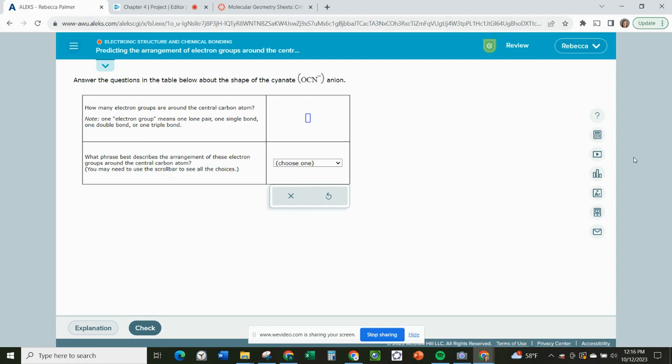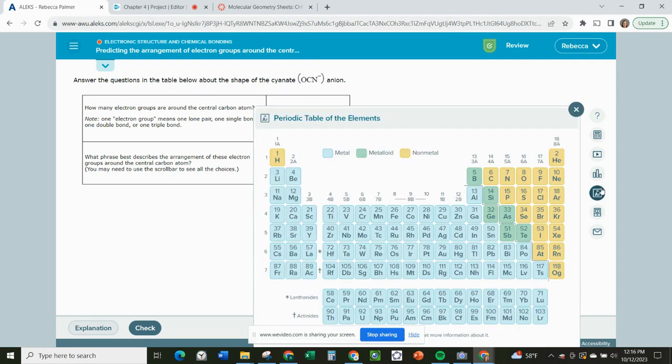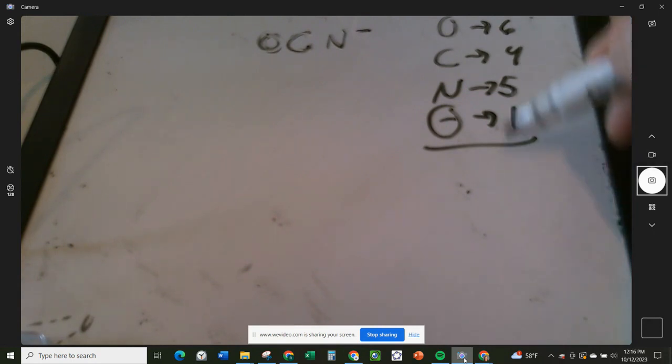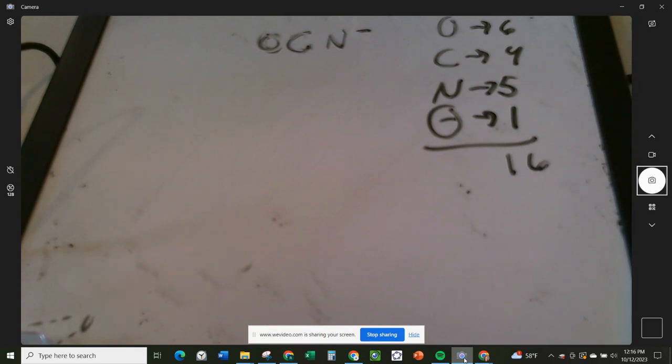And let's see, oxygen brings us 6 valence electrons. Carbon brings us 4 valence electrons. Nitrogen brings us 5 valence electrons. And then our minus charge brings us 1. This probably makes more sense if I wrote it like this. Okay, so this is the total. We've got 10 plus 6. We've got 16 valence electrons that we need to show.